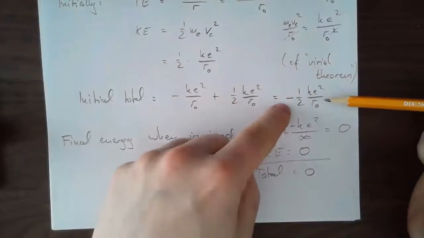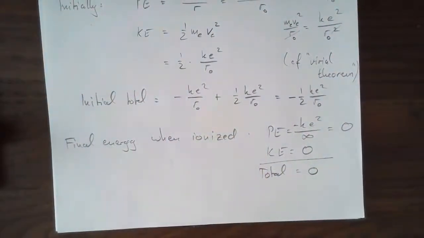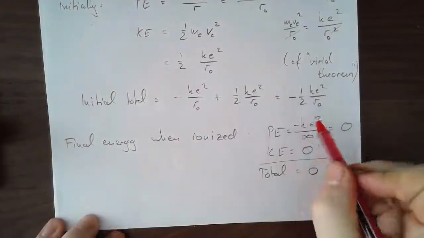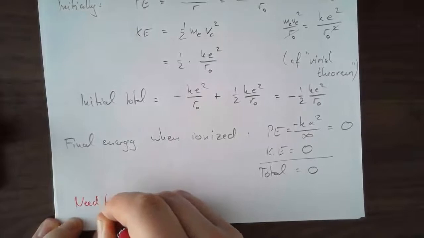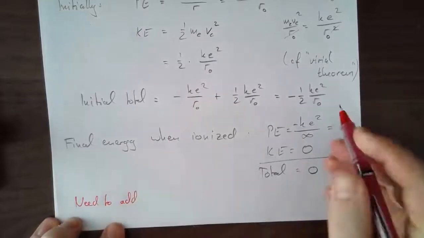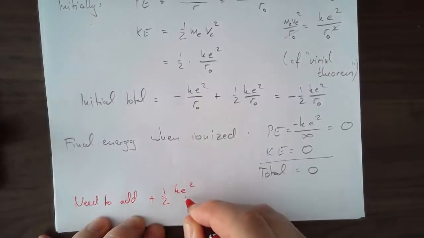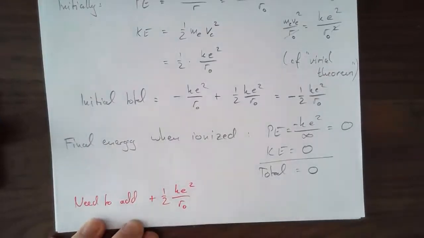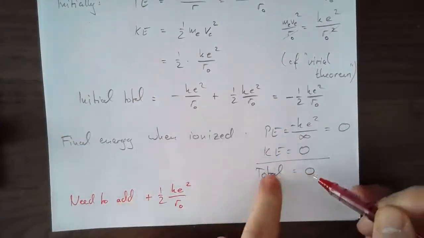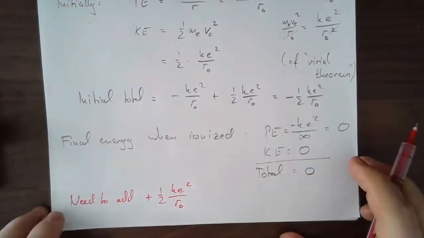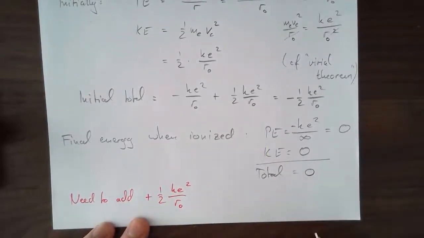So I have this one at the beginning, I have this one at the end. So how much energy do we need to add? Well, we need to add exactly the positive of this. Need to add plus 1/2 k e squared over r naught. Right? Because then I have this much, and I add to it this much, and I end up with 0. Hooray, we've ionized the hydrogen atom. So now I just plug in.